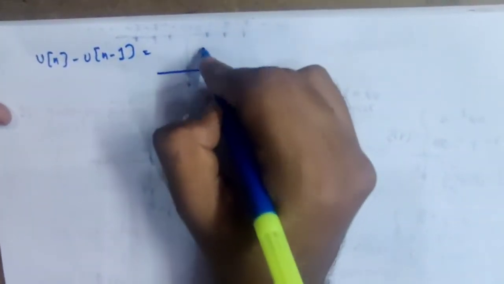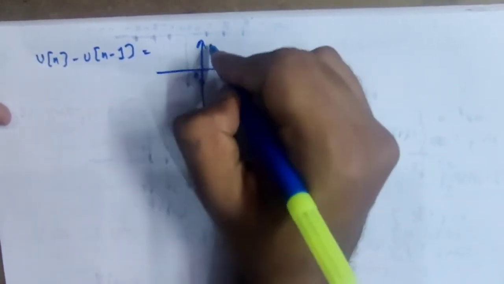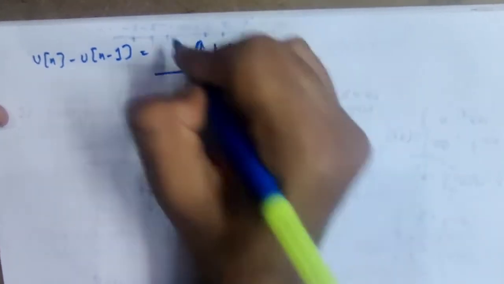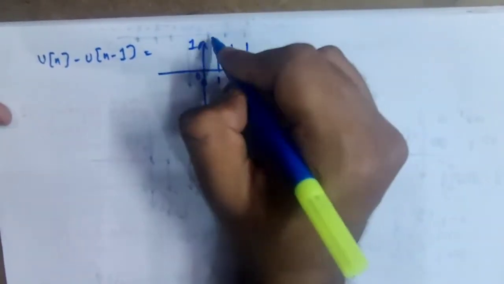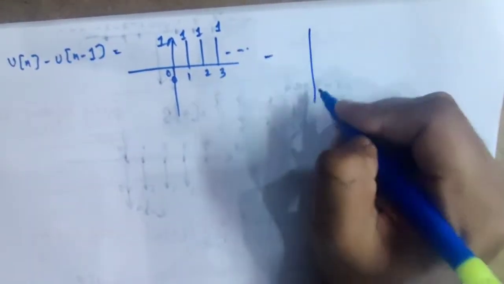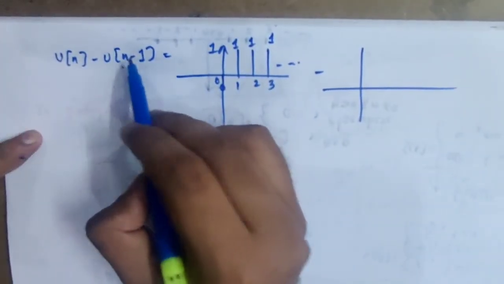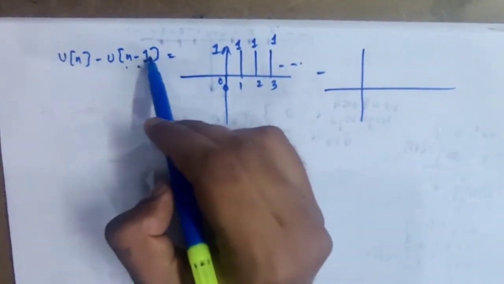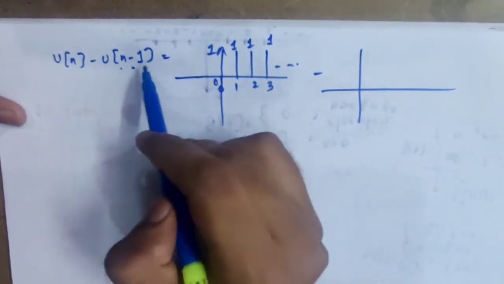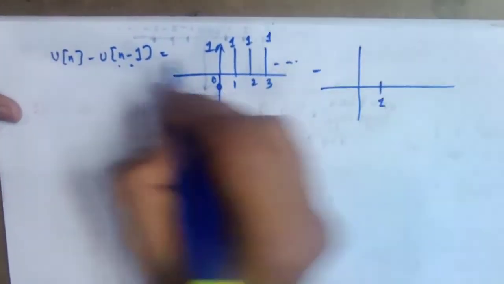How it was: 0, 1, 2, 3. Everywhere else, at all the places, the amplitude was 1. Minus u of n minus 1. I am saying u of n minus 1 indicates that the value of n, the value of this unit step sequence will start from 1. It will not start from 0.